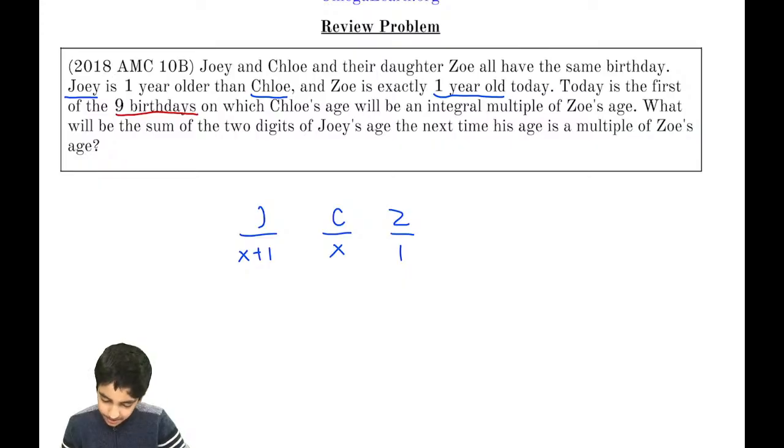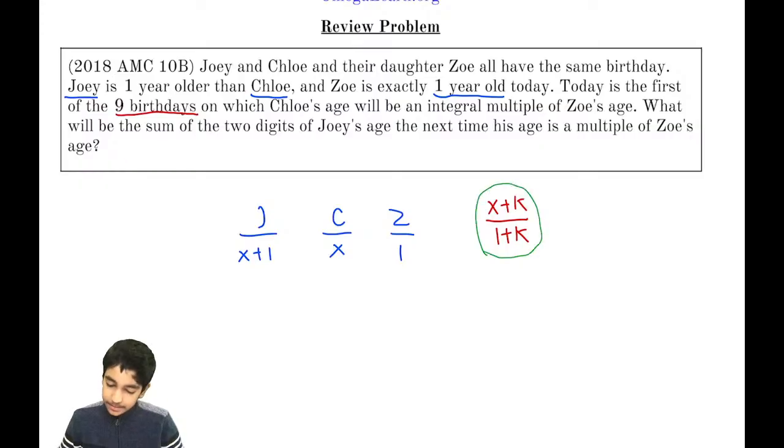So what does this mean? That means that on any given birthday, Chloe will be x plus k years old, and Zoe will be 1 plus k years old, right? Because after the first birthday, when she's 1 year old, k years have passed, and after Chloe is x years old, k years more have passed. So this number has to be an integer for exactly 9 values. So we're given that there are exactly 9 values for when this quantity will be an integer, right?